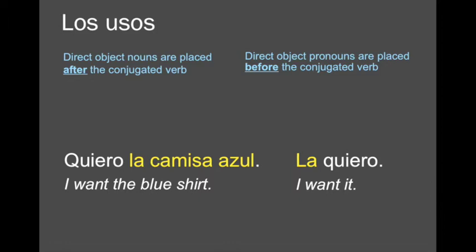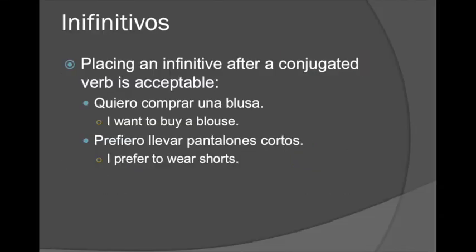So we're really just shortening our speech and making it a little bit more efficient. But instead of saying, do you want the blue shirt? Yes, I want the blue shirt. We can say, yes, I want it, and refer to it very quickly. Where you can see that the la camisa is replaced by the word la. Once you write the word la, you do not need to, and you should not, put the phrase la camisa azul afterwards. That would be saying like, I want it, the blue shirt. Just la quiero.